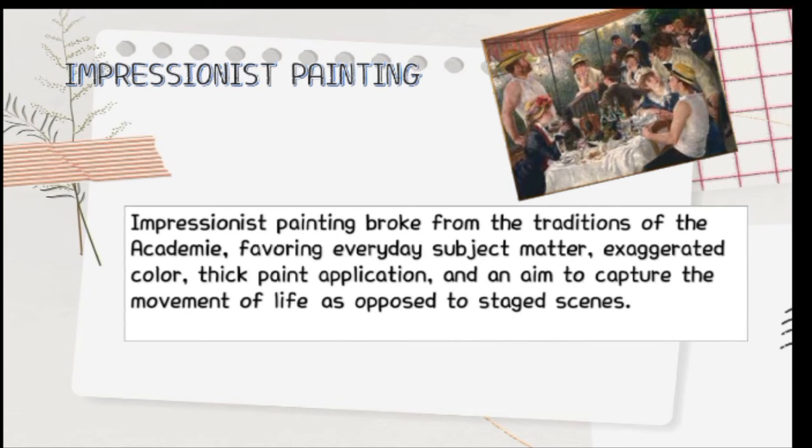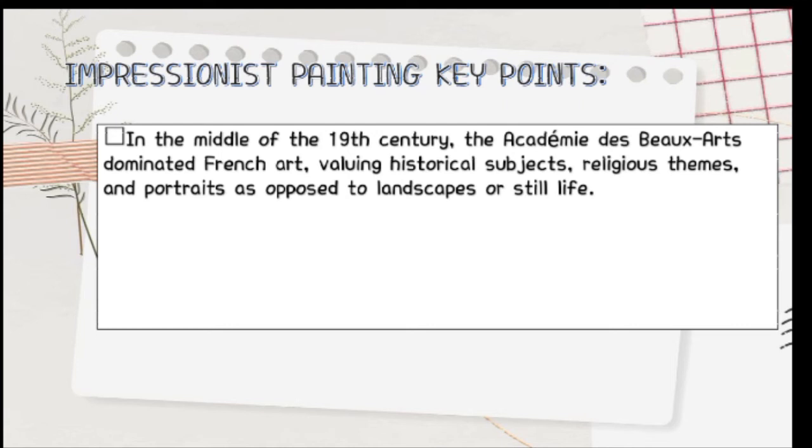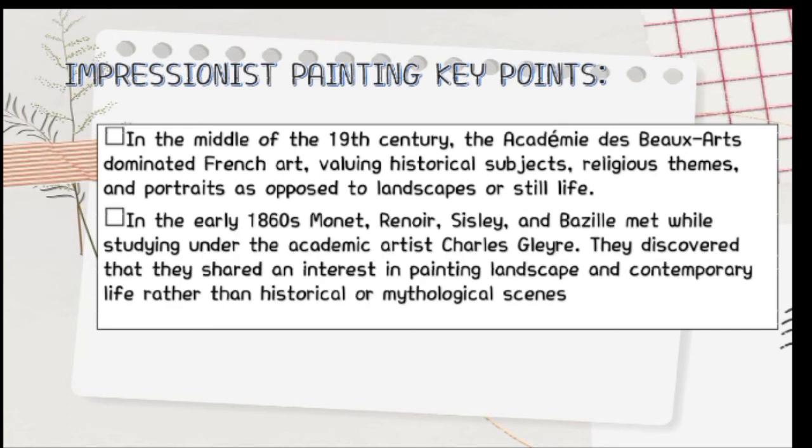Impressionist painting key points. In the middle of the 19th century, the Académie des Beaux-Arts dominated French art, valuing historical subjects, religious themes, and portraits as opposed to landscape or still life. In the early 1860s, Monet, Renoir, Sisley, and Bazille met while studying under the academic artist Charles Gleyre. They discovered that they shared an interest in painting landscape and contemporary life rather than historical or mythological scenes.